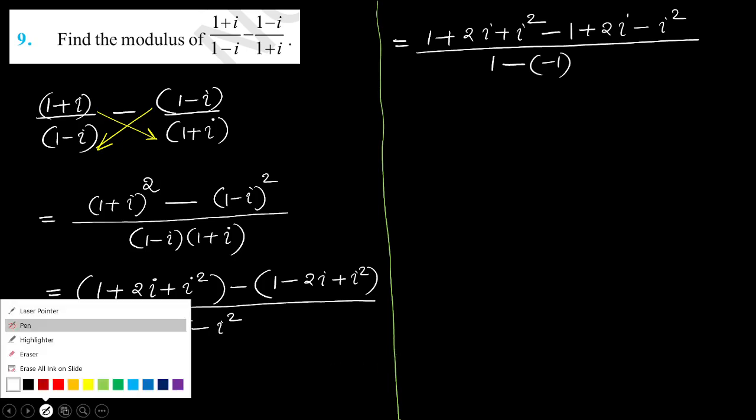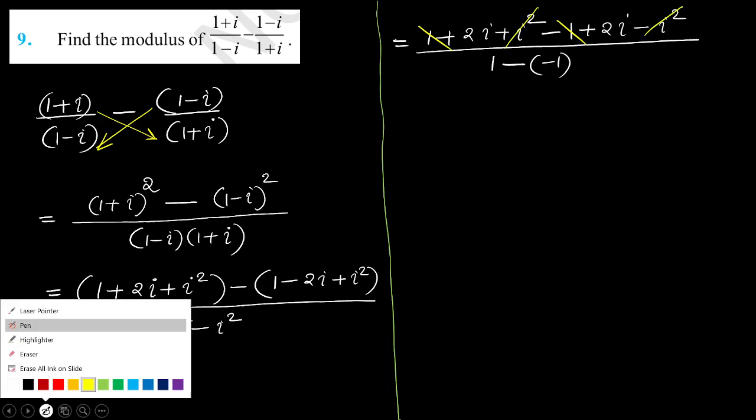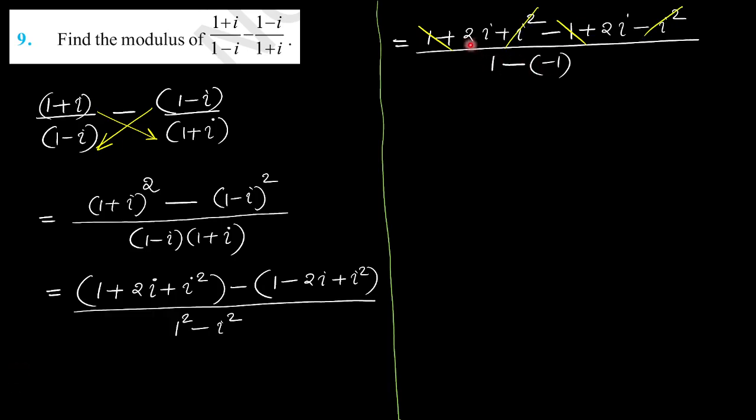Does anything cancel on the numerator side? Yes. Plus 1 and minus 1 cancel. Plus i square and minus i square cancel. What is remaining? 2i plus 2i is remaining. 2i plus 2i will be 4i. And in the denominator, 1 plus 1 is 2. You will get 2i.